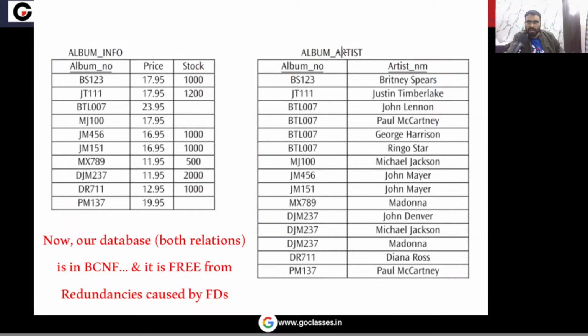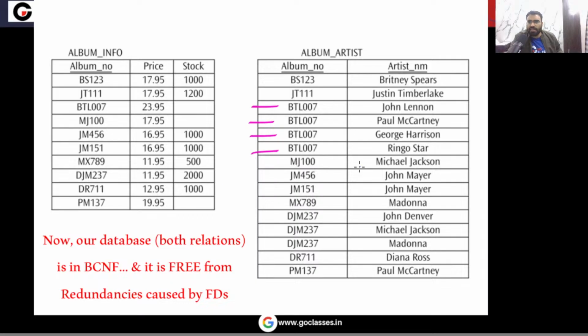Now in this table I have album number and artist name, and in this table I have album number, price, and stock. Now you can see there is no redundancy. One more thing: some students might be thinking, sir, again I have redundancy because this album number is repeating 4 times. Can I call it redundancy?